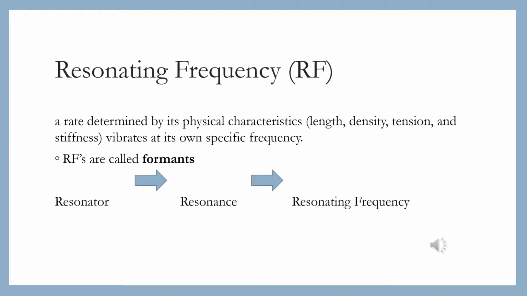These resonating frequencies are often known as formants, and formants are especially important when we're talking about vocal production. This is where we can actually see what is happening on a spectrogram to be able to tell the difference, for example, between a vowel and a consonant. So it's super important that we understand what a resonator is and what resonance is, but it's also very important to know what a resonating frequency is, because that's something we can actually see and use to tell the difference between vowels and consonants.